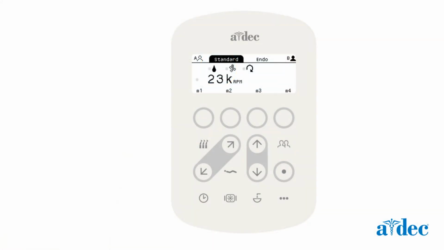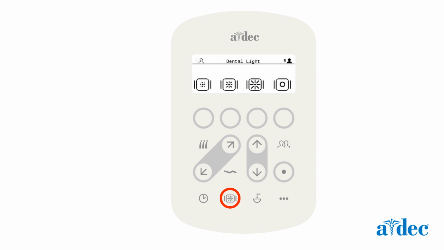There are 4 soft keys that allow a user to select functions and navigate through various menus in the display. For example, on systems with an A-dec 500 light, the dental light button displays different light intensities that you select and activate by using the soft keys.